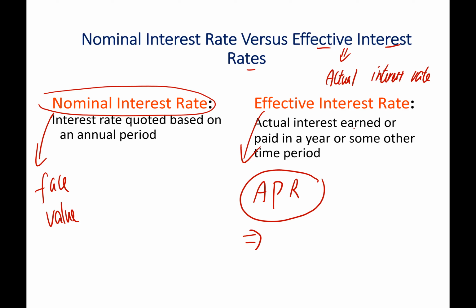Well, if you borrow money from the bank, for your car loan, let's say it's 1% compounding monthly. At the end of the day, you pay more than 1%, and that's what they call the actual interest rate.